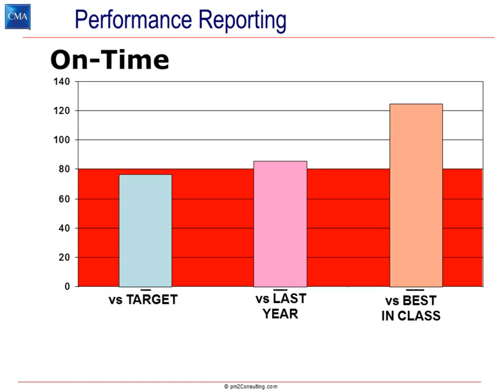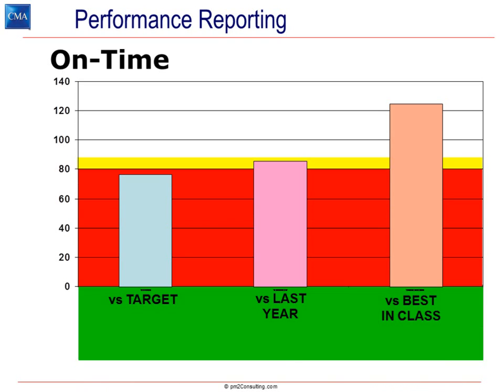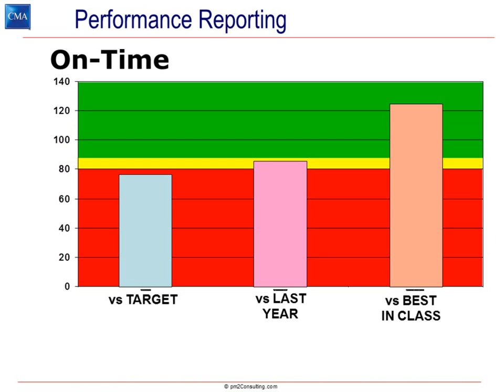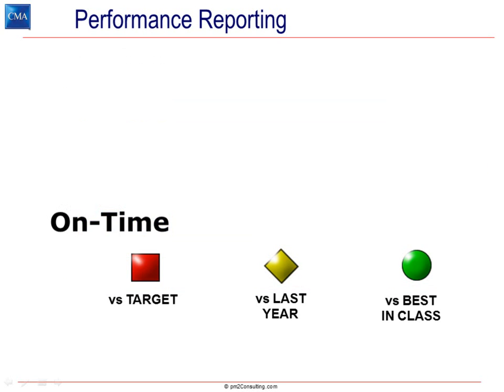Eventually, we're going to be able to figure out what is poor performance, what is target, and what's above target: red, yellow, green. If we now take a look at our performance against target, in this case we're running slightly below 80%, so that performance is red. This performance versus last year is in the yellow zone, and this performance is best in class. That seems pretty straightforward. So if we're going to report our on-time performance, it's going to look like red, yellow, or green, based on whichever comparator we're looking at.